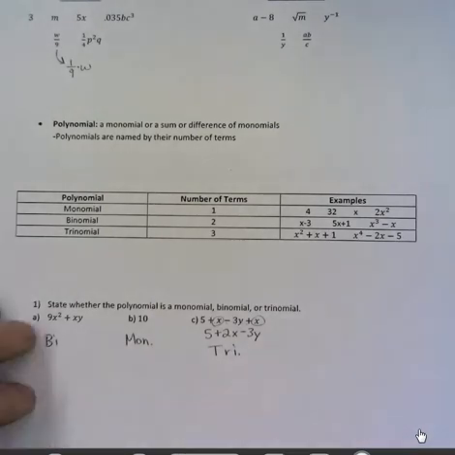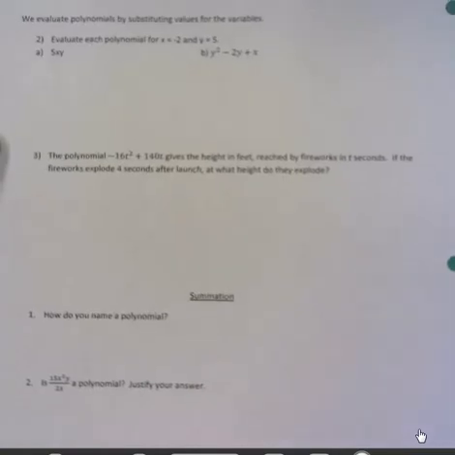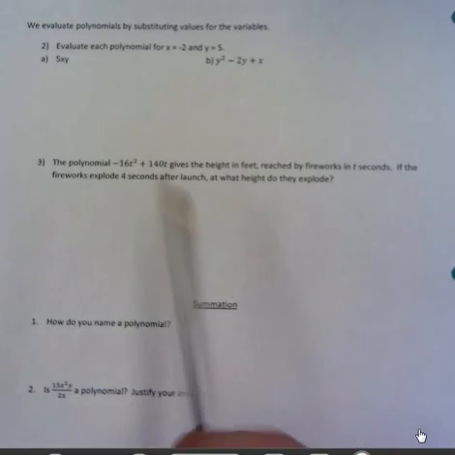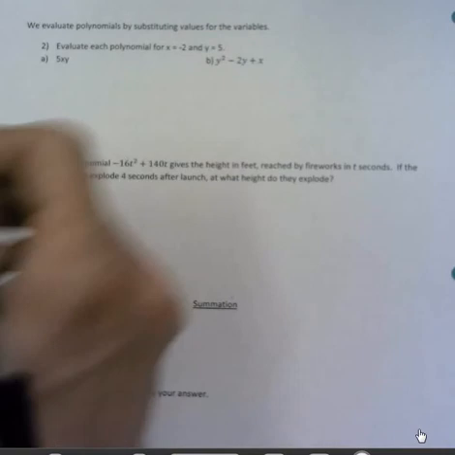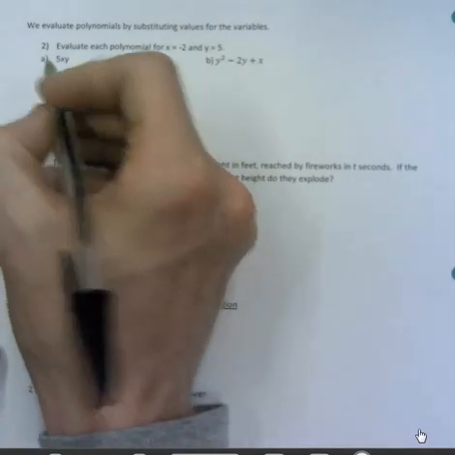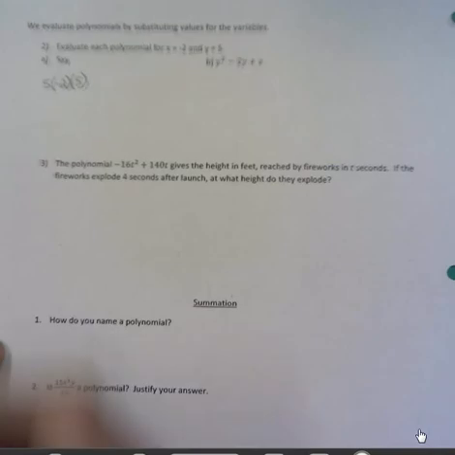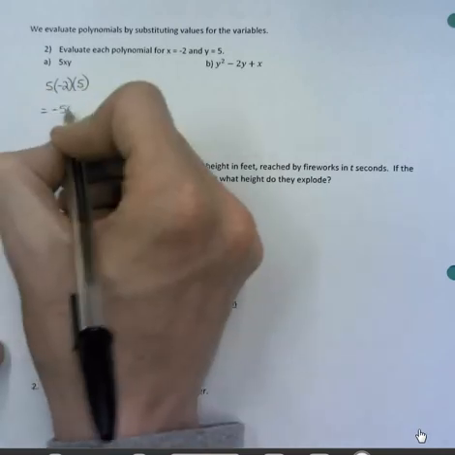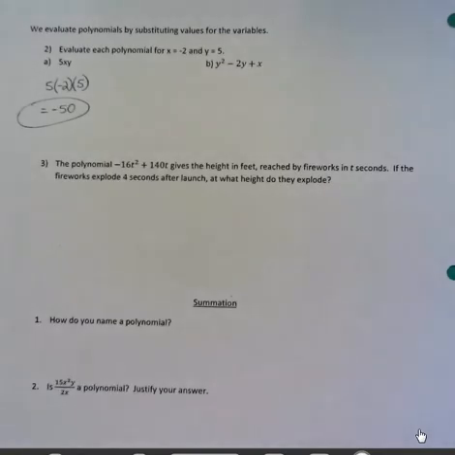So let's go ahead and flip our paper over. Try and keep this on the screen for you. And here you go. You know the word evaluate. So let's evaluate each polynomial. We've got a and b for x equals -2 and y equals 5. It's pretty simple. All you're going to do, plug these guys in. This shouldn't seem too complicated to you guys. 5 times 5 is 25 times -2, -50 is our answer. I'd like you to attempt part B on your own and bring that answer tomorrow.